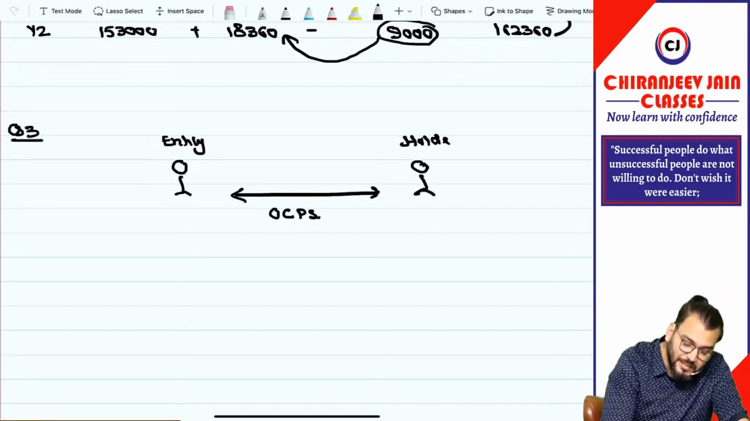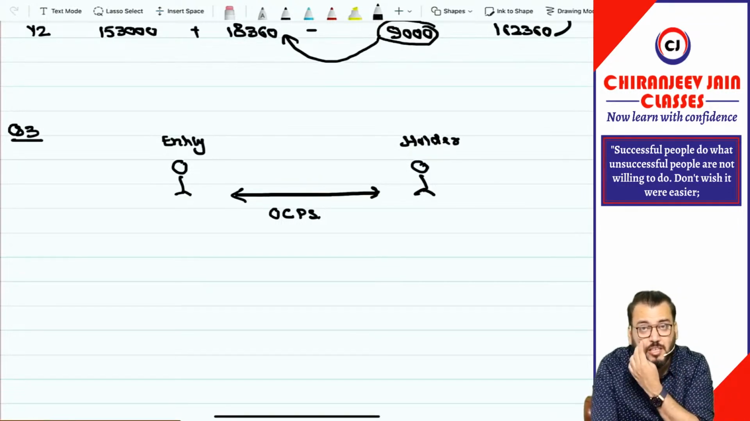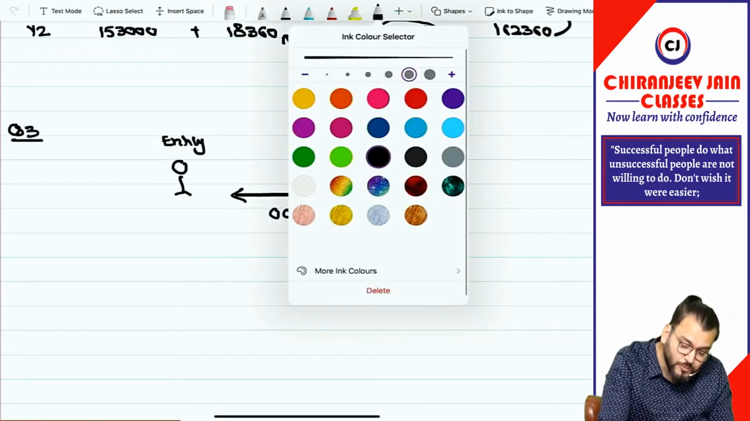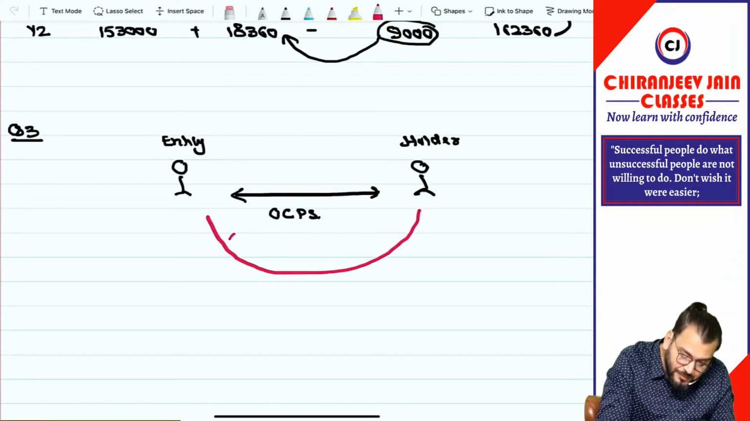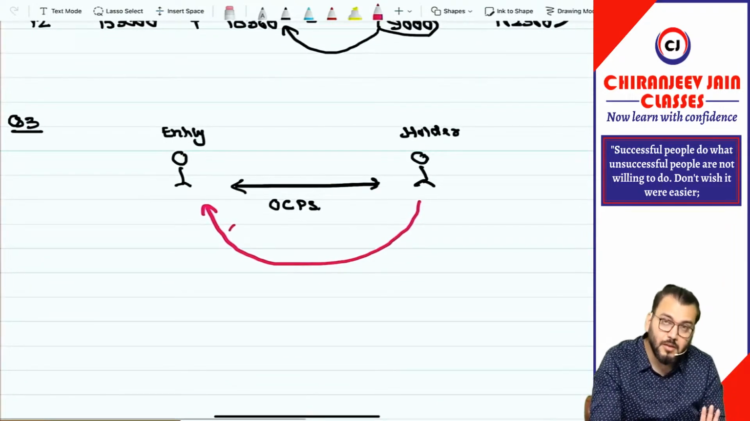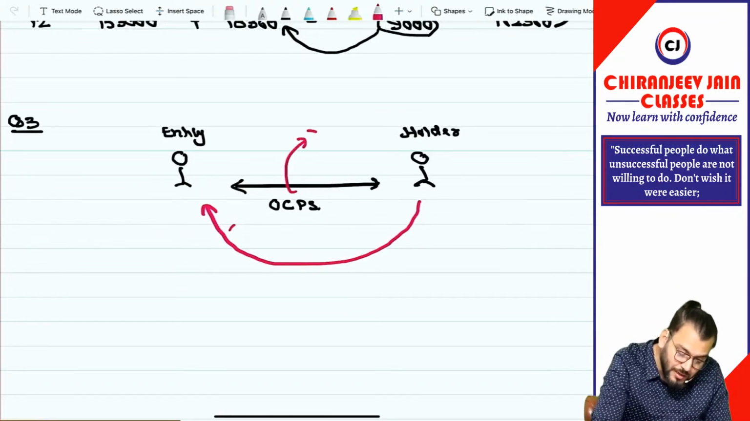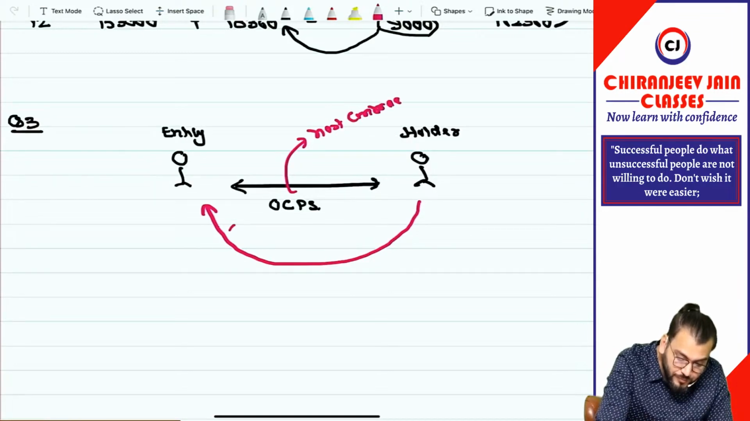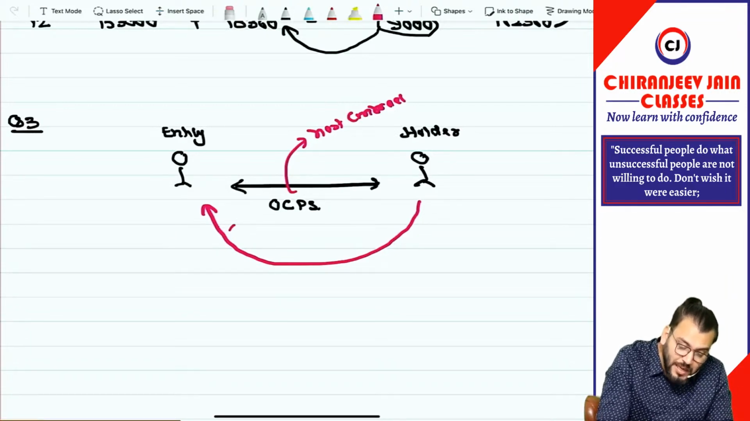Correct? This is the entity and this is the holder of this instrument. Optionally, first I am just saying optionally convertible preference shares. So can you say for optionally convertible preference shares, some amount will be received from the holder? Correct? I hope you have understood. So this is one contract. This is known as the host contract. We call it the host contract. So some amount is collected, means some amount will be received from the holder by the entity.